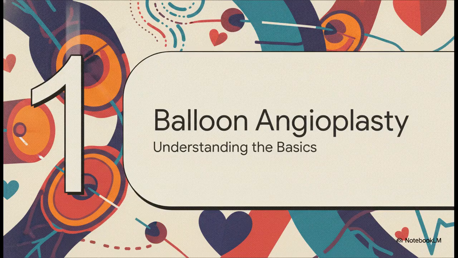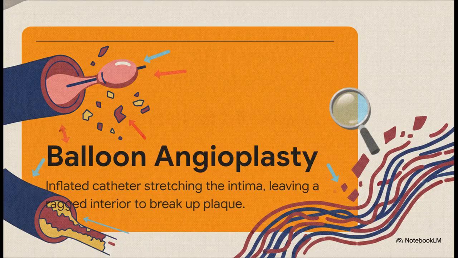All right, let's jump straight into Section 1, Understanding Balloon Angioplasty. To really get the coding, we need to know what's physically happening inside the vessel. Basically, balloon angioplasty involves taking a balloon catheter and inflating it right inside an artery or a vein. But it's not just about making space. It's actually about what the balloon does to the vessel wall. It stretches the intima, that's the innermost layer of the blood vessel, and it intentionally leaves a ragged interior surface after it's deflated. Sounds a little rough, right? But this ragged surface is absolutely crucial because it triggers a healing response while successfully breaking up the plaque that was causing the blockage in the first place.